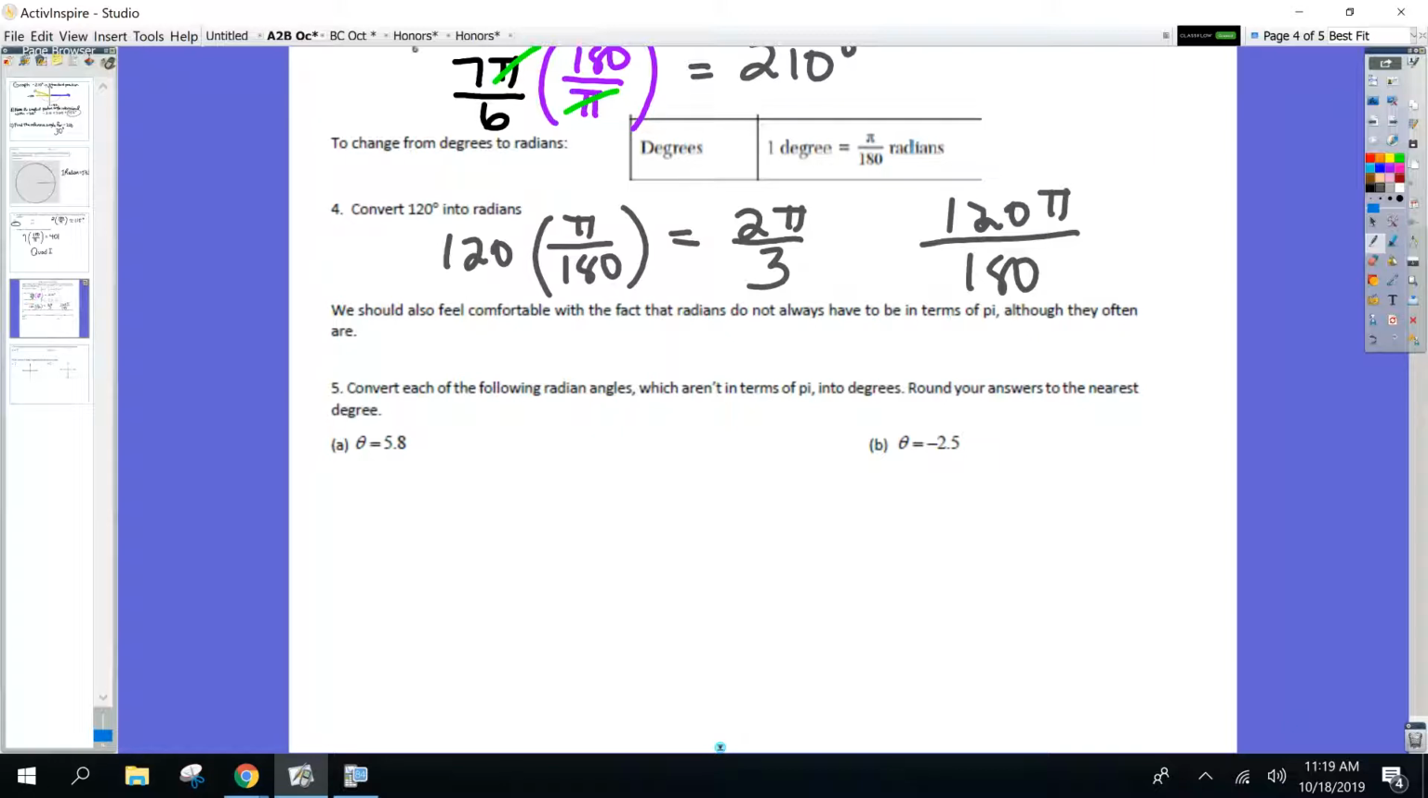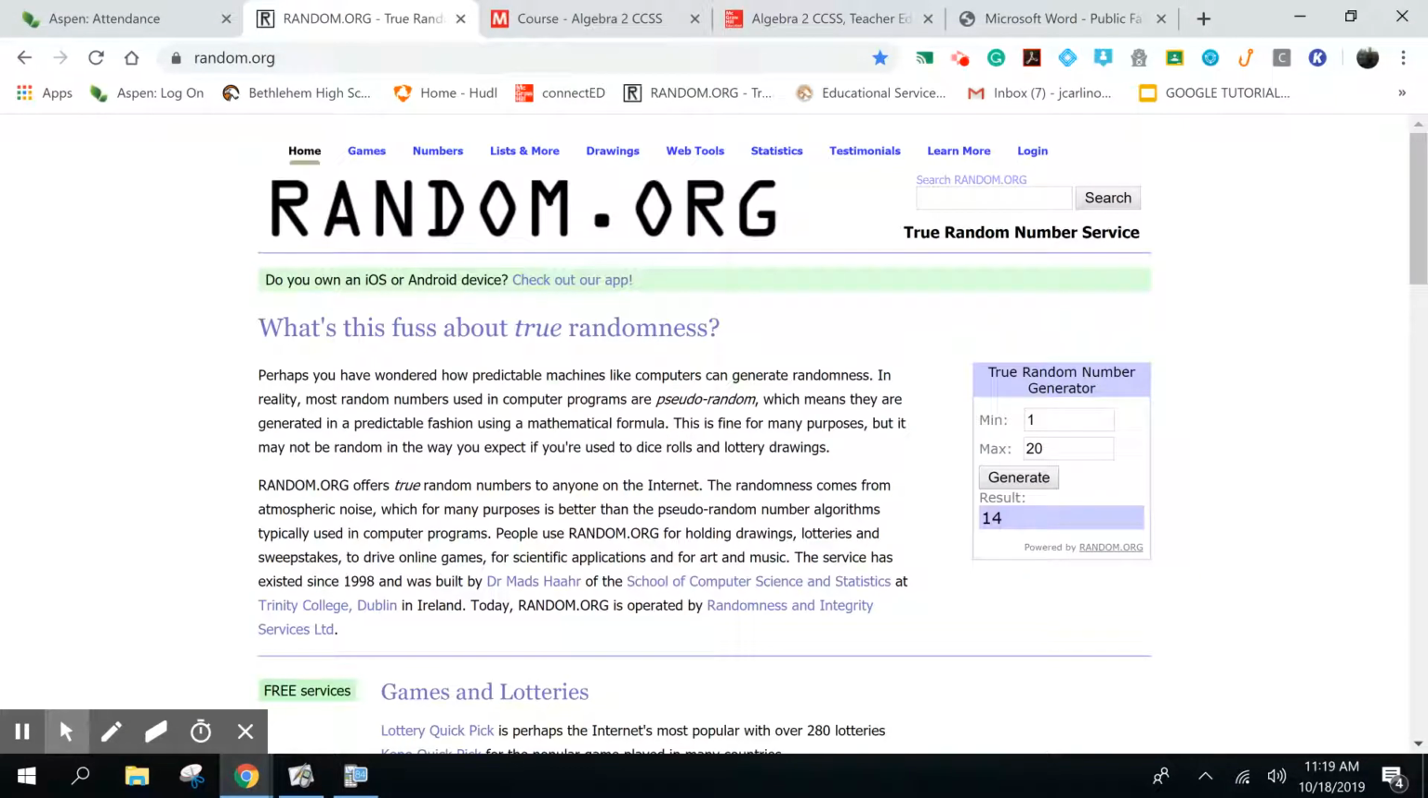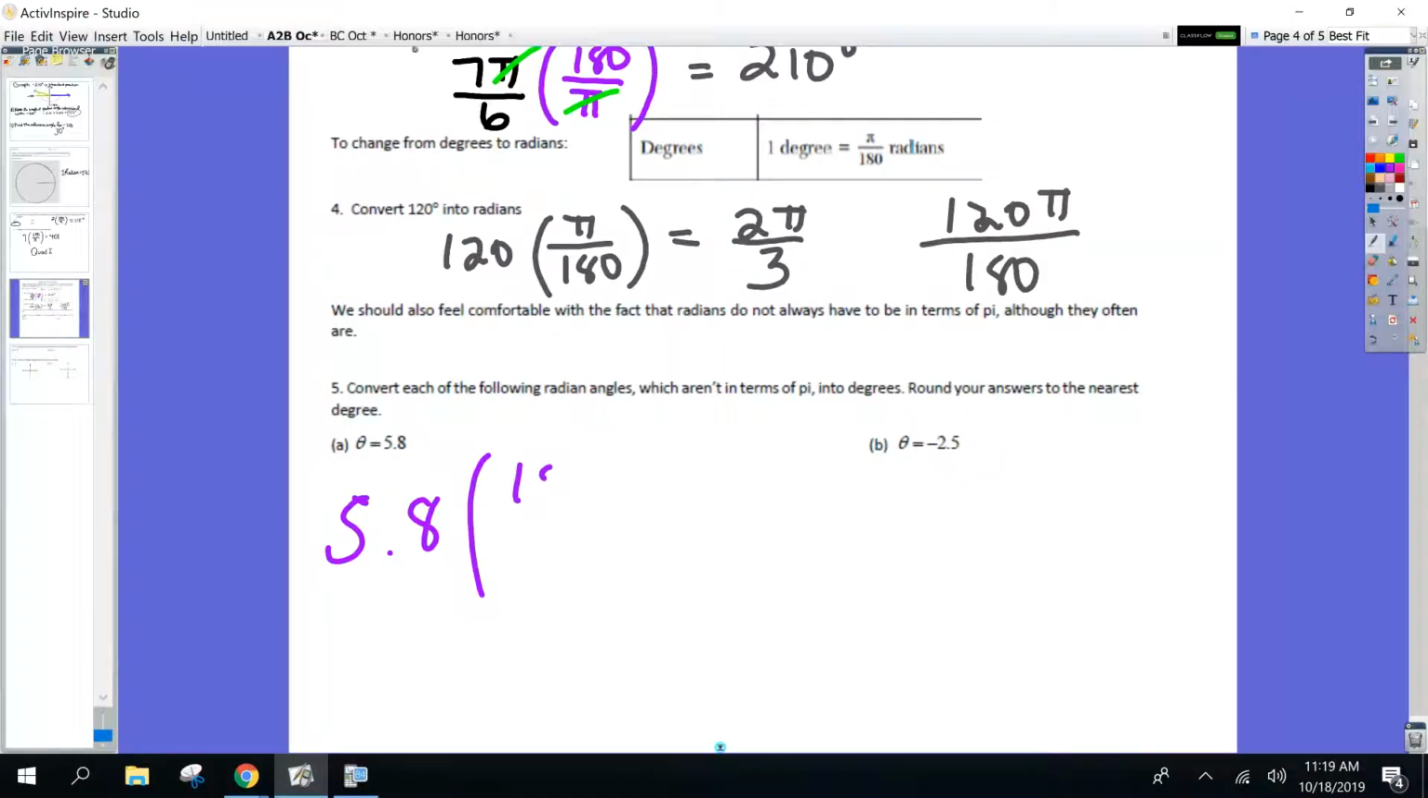I'm just flipping it on you. See where you are now. Convert the following radians. So these are in radians. Turn it into degrees for me. So I have 5.8 radians. Now I'm going to ask you guys, what's the conversion? What do I multiply by? Look on your formula sheet. You're given radians. What are you going to multiply by? 180 over pi.